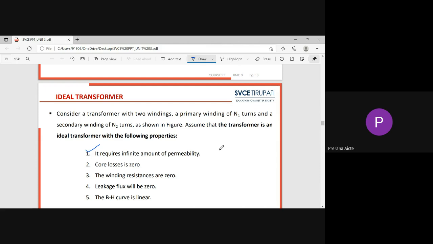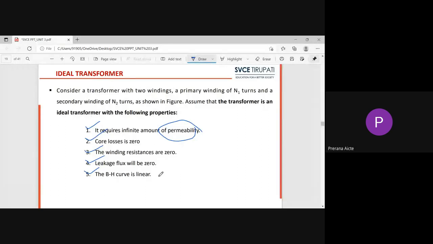flows through the transformer core and links with the secondary winding, because we have provided infinite permeability. The second assumption is that core losses are zero. The winding resistance is zero. Leakage flux is also zero. The BH curve is linear.